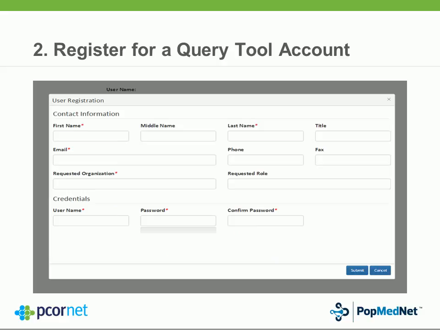You must fill out the required fields, which are marked with a red asterisk. In the requested organization field, please fill in the name of your site if you are at the site level, or the name of your CDRN if you are at the network level. Feel free to add any and all information to the other fields as well. Once your information is complete, press Submit in the bottom right corner to submit your registration.